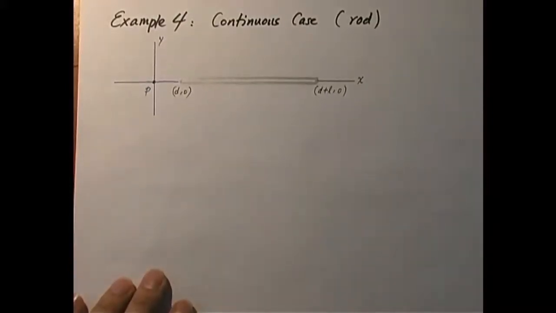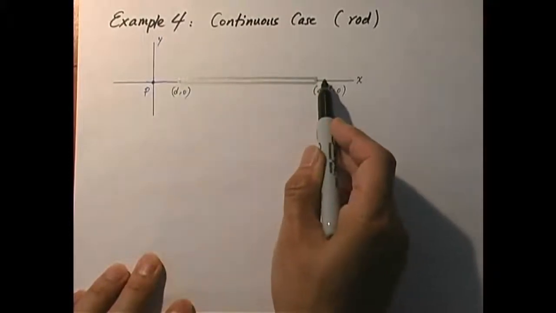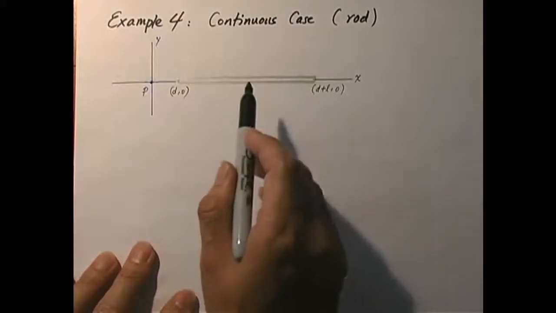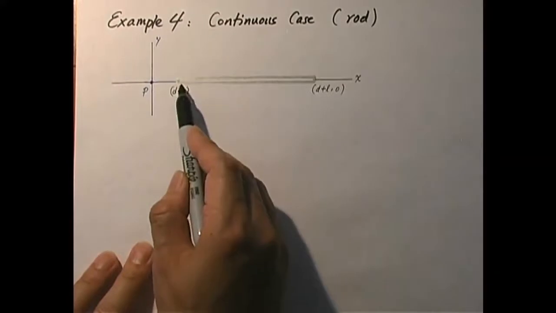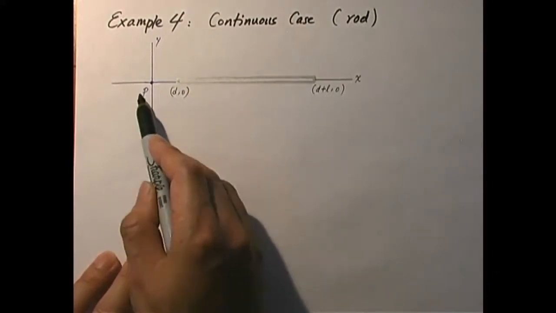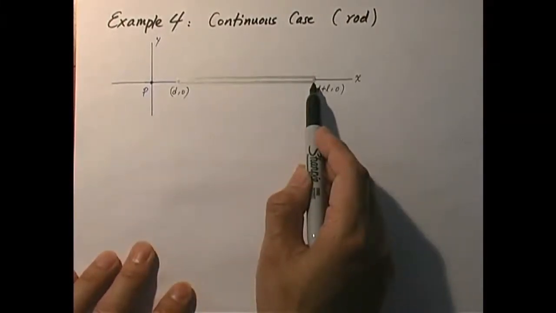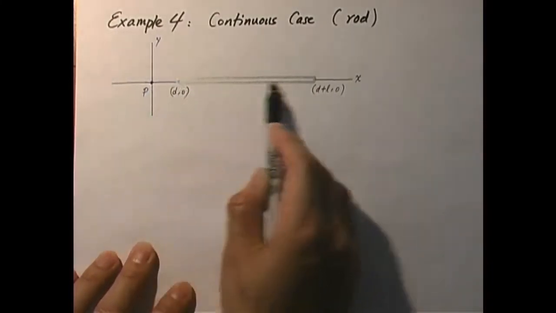Alright, in the next example, example 4, we're going to look at a continuous case, in other words, the charges are continuously distributed over a finite size region rather than a collection of point charges. In particular, we have a rod of length L located on the x-axis. The left end of the rod is a distance d from a point P, which is at the origin of the x-axis, and the other end of the rod is the distance d plus L from this point P, so that the rod has a length L.